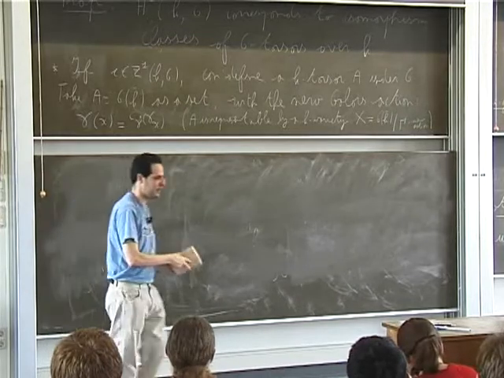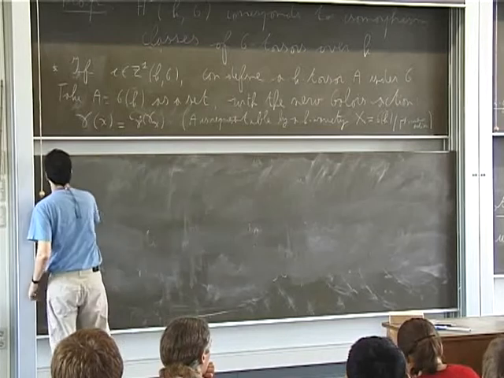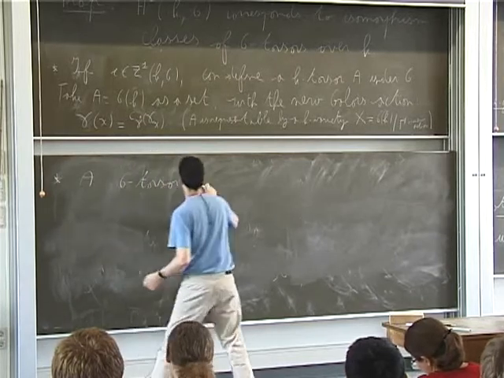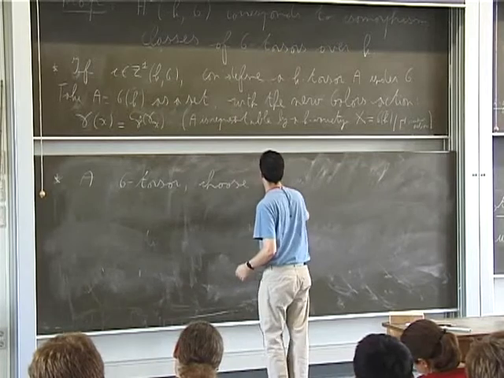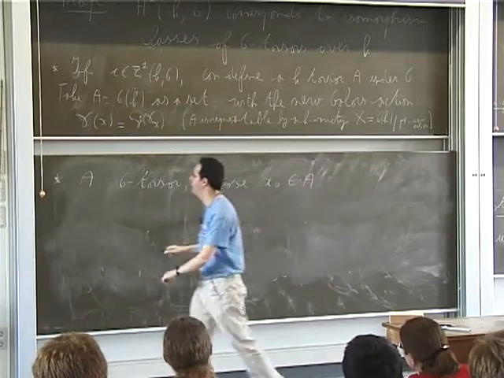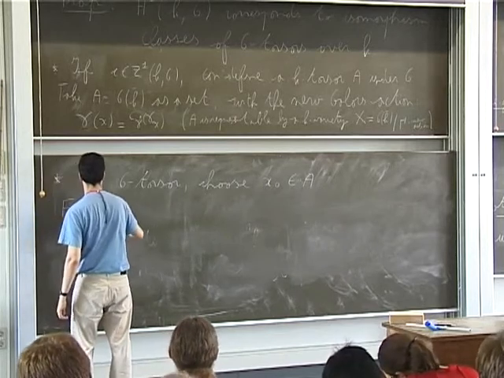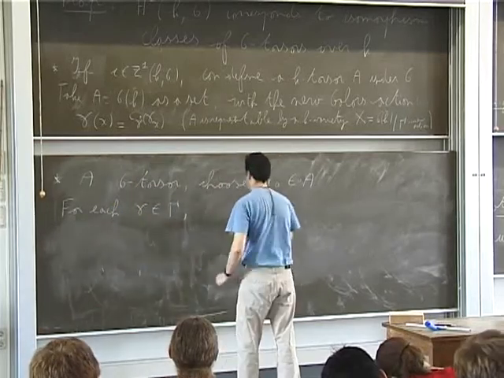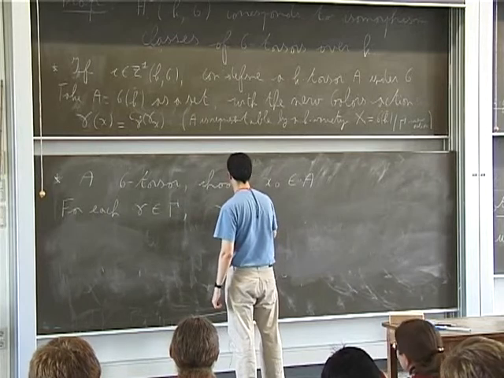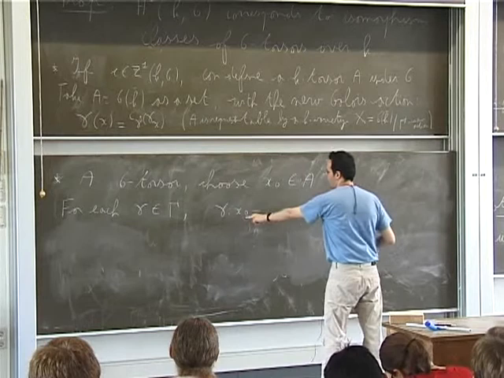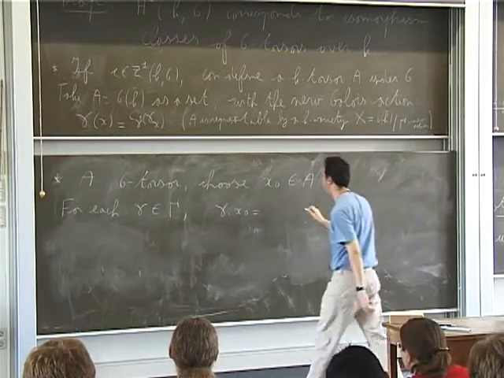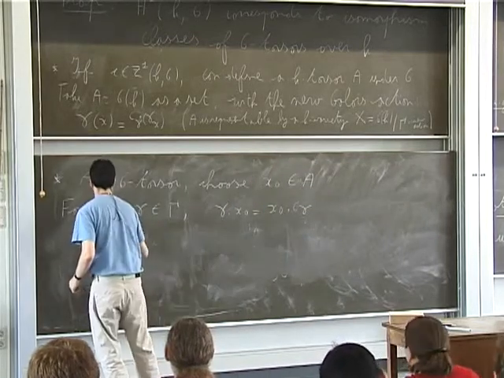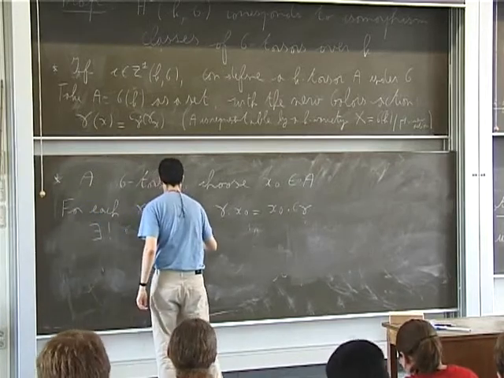And the other way goes like this. If you take a G torsor, so you choose a point x0 in A, and for each gamma in the Galois group, if you take gamma acting on x0, this is a new point on A. So because the action is simply transitive, there is a unique C of gamma such that this condition is fulfilled.